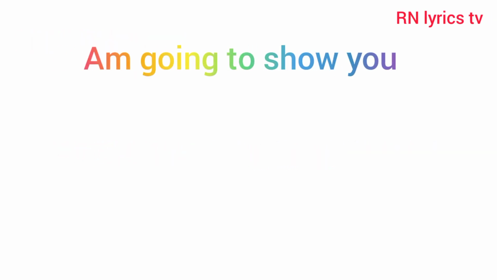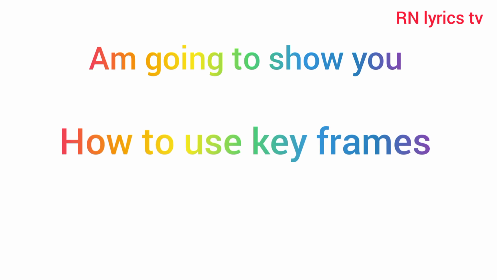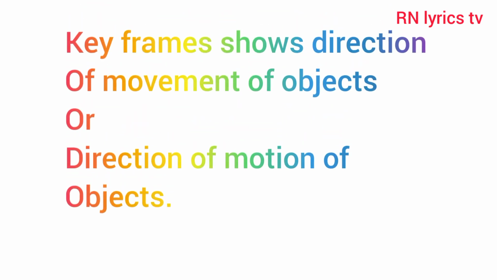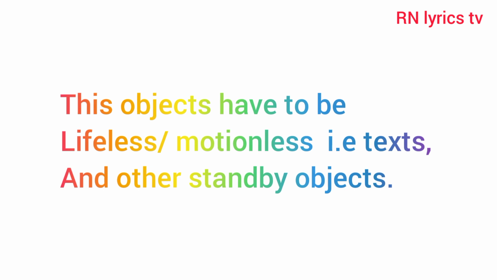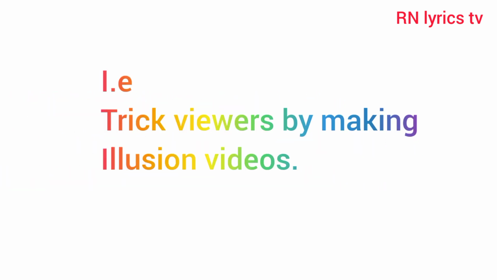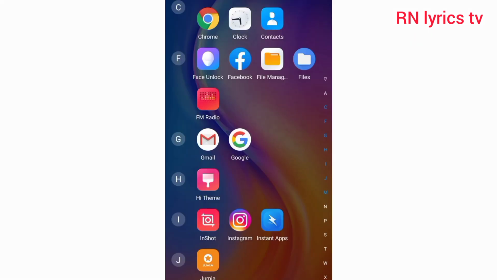So today I'm going to show you how to use the keyframe in InShot app. So keyframes are used to show the direction of movement or direction of motion of objects, and these objects have to be lifeless. For example, you can trick viewers by making illusion videos. So stay tuned as I show you how to go about it.